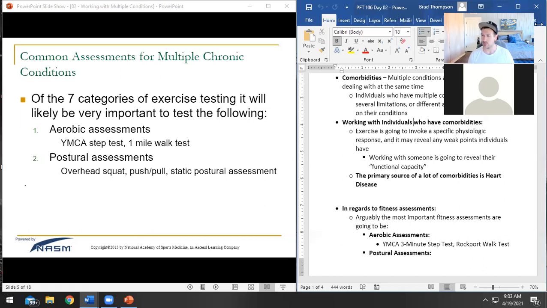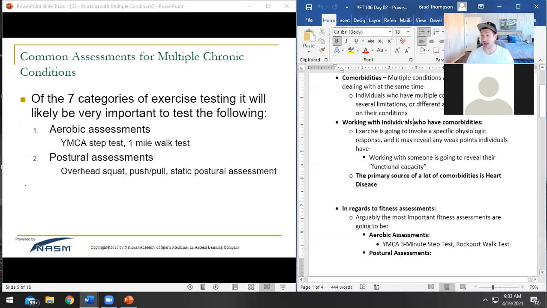So there's a difference here. We call it sub-maximal exercise. And that's something we're definitely going to analyze when we talk about this idea of comorbidities. We do sub-maximal exercise because that ensures that we're not triggering any of the negative side effects that come along with some of these diseases.